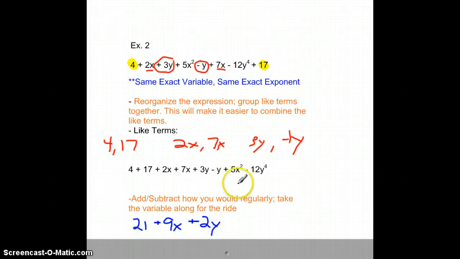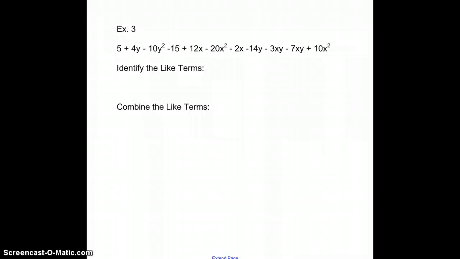And then here we've got 5x squared. There's nothing to go with that. Just bring that down. And then the negative 12y to the fourth, nothing goes with that. So this is how we would simplify this expression by combining like terms. So please make note of that.